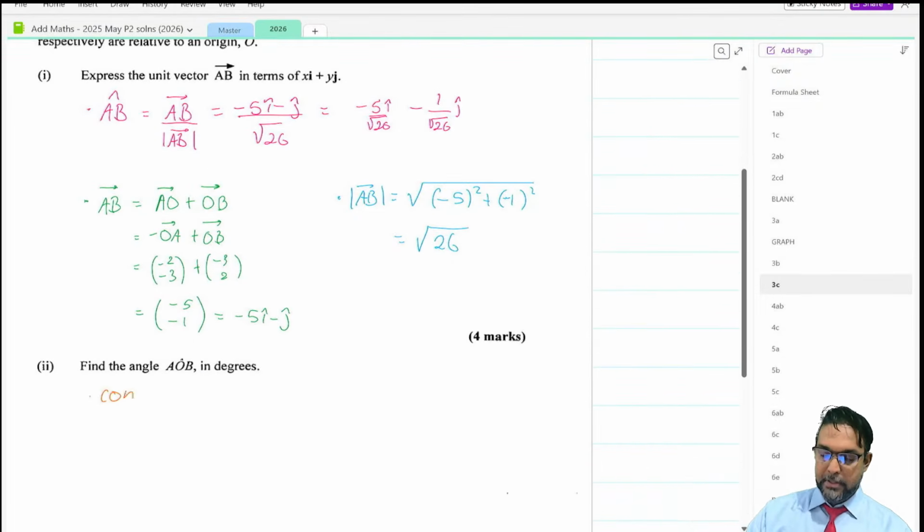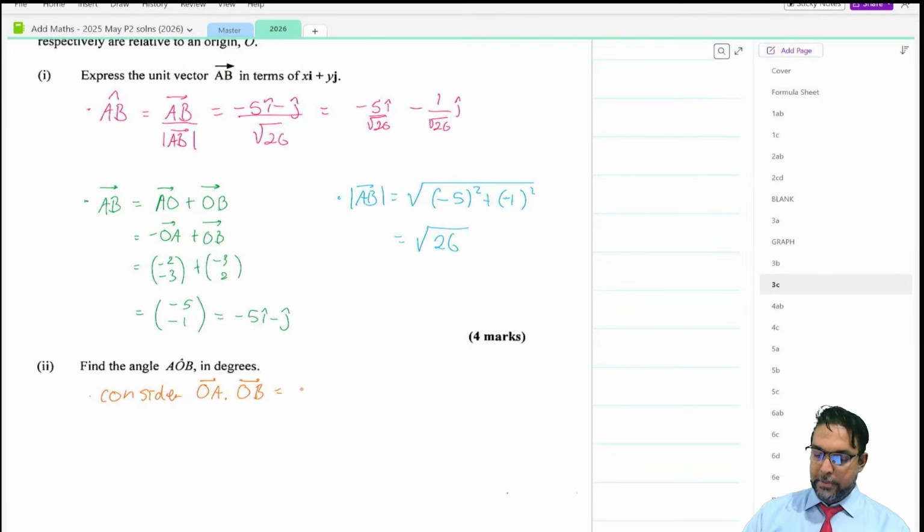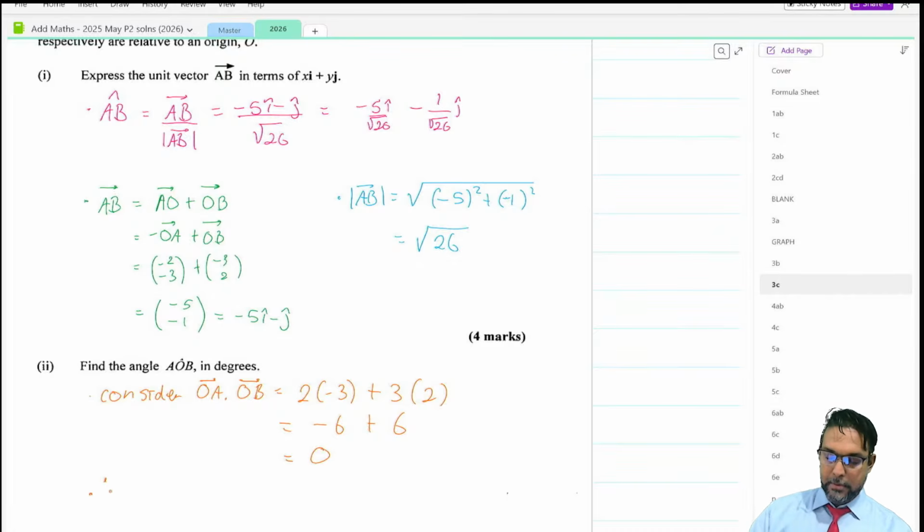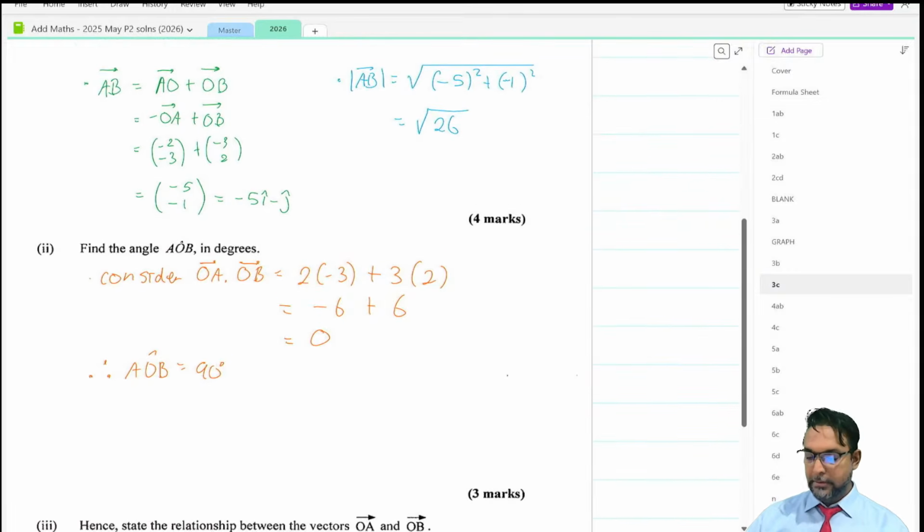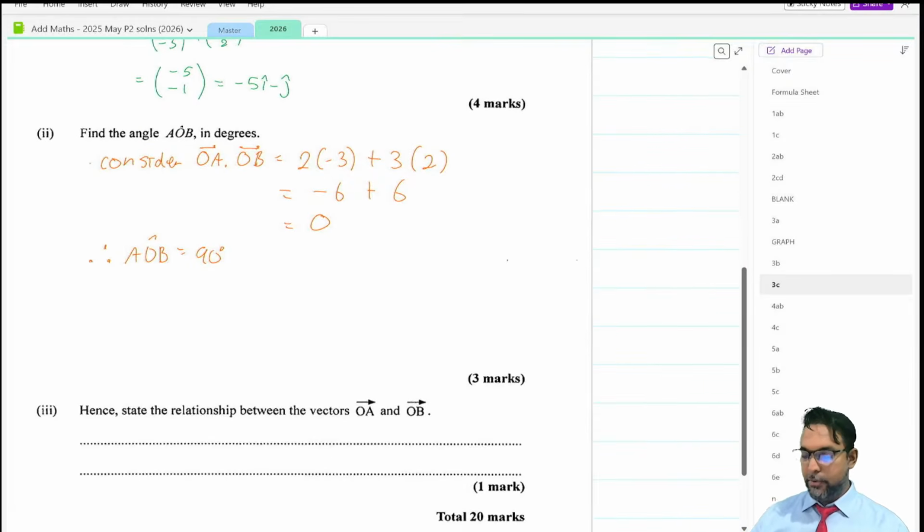So we'll say consider OA dot OB, which is equal to 2 by minus 3 plus 3 by 2. That's minus 6 plus 6, and that's equal to 0. Therefore, angle AOB is 90 degrees. Hence, state the relationship between OA and OB. They are perpendicular.